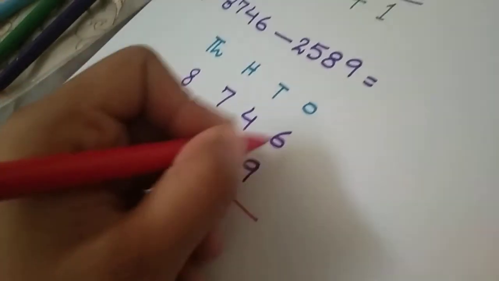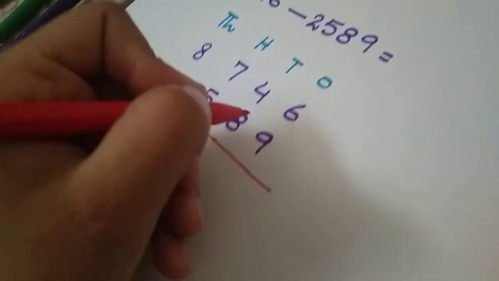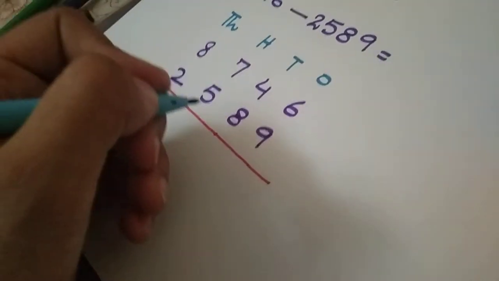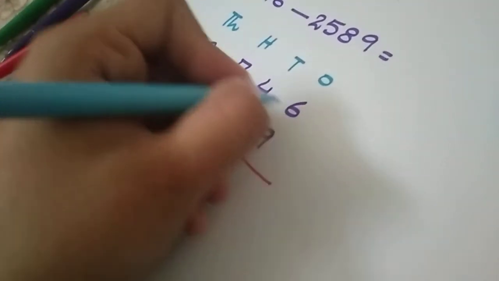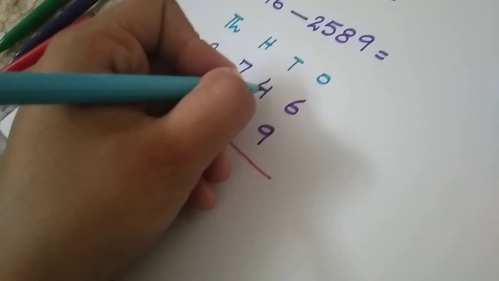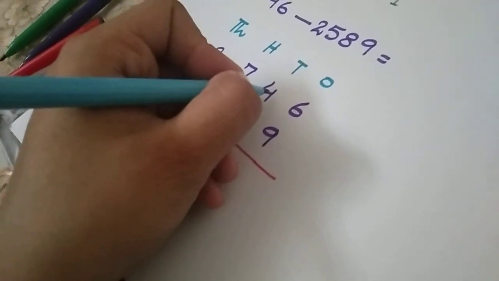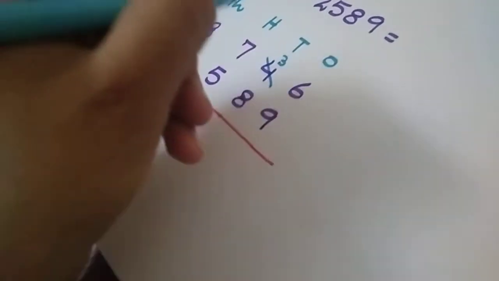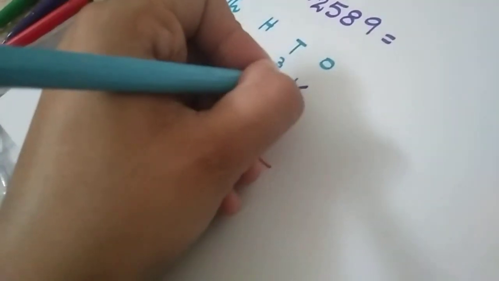6 minus 9. Oh, how can we subtract 9 from 6? 6 is smaller and 9 is bigger. So what will I do? I will go to the 4 and borrow. Please, can you give me 1? So it will be 3 and 1 comes here.